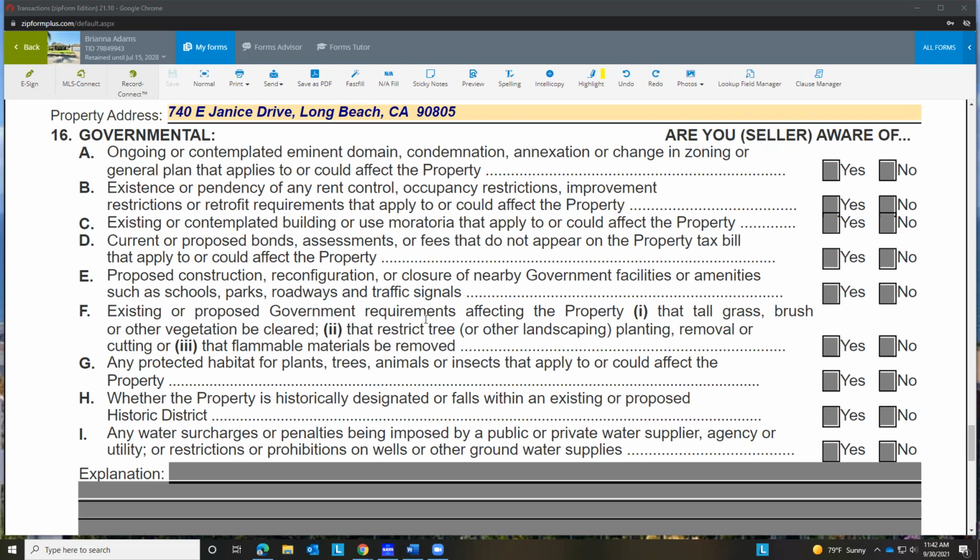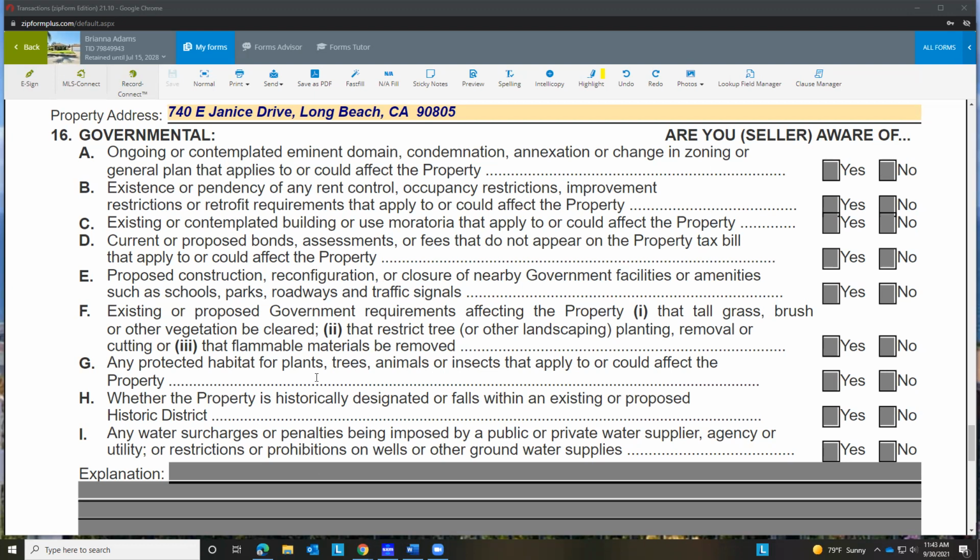Existing or proposed government requirements affecting the property, that tall grass, brush, or other vegetation be cleared, that restrict tree or other landscaping, planting, removal, or cutting, or that flammable materials be removed. Flammable materials being removed, that's part of that defensible space on that fire hardening defensible space advisory.